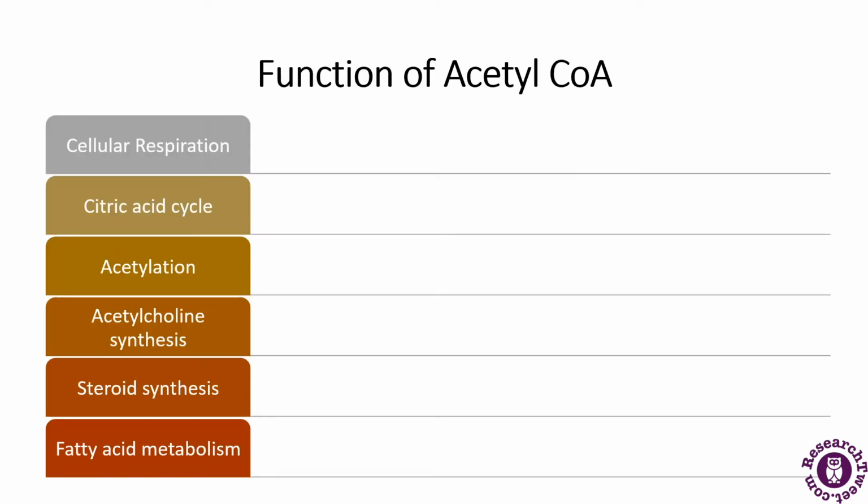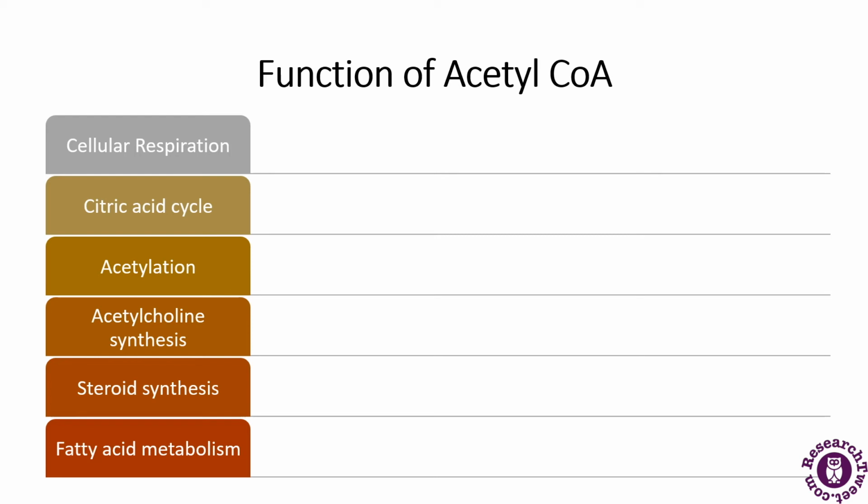Now, the functions of acetyl coenzyme A. As I have told you, it is involved in cellular respiration. The next, it is involved in the citric acid cycle. We have discussed the citric acid cycle. Through a series of chemical reactions, stored energy is released through the oxidation of acetyl coenzyme A, which has been derived from carbohydrates, fats, and proteins, into ATP and carbon dioxide.